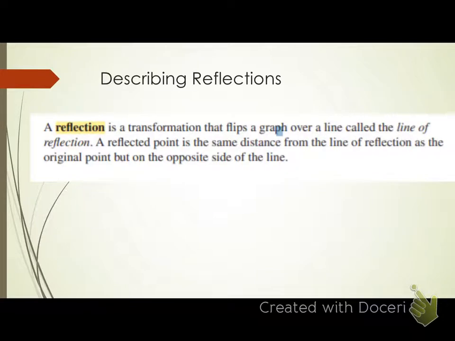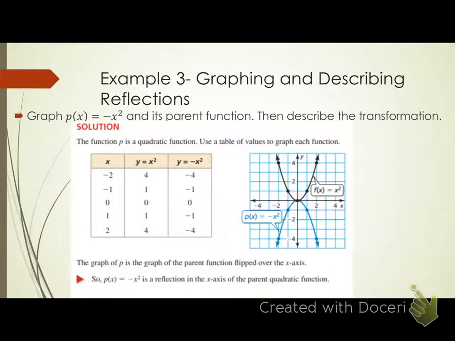On this slide, it says a reflected point is the same distance from the line of reflection as the original point, but on the opposite side of the line. So, I have a point here, correct? What did we say our line of reflection was? The x-axis. So how far is this point from the x-axis? 1, 2, 3, 4. So its reflected point should also be 4 units from the x-axis. That'd be 1, 2, 3, 4. Does everyone see that? All these points up here are the same distance from our line of reflection as these points down here. It's symmetrical.